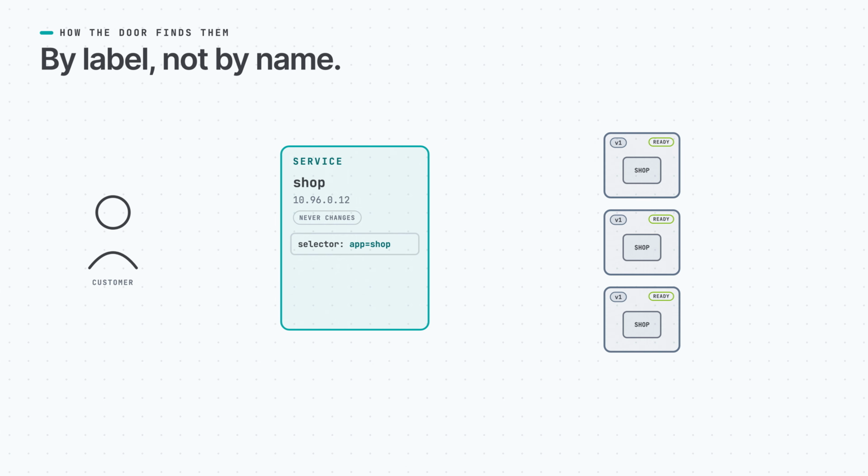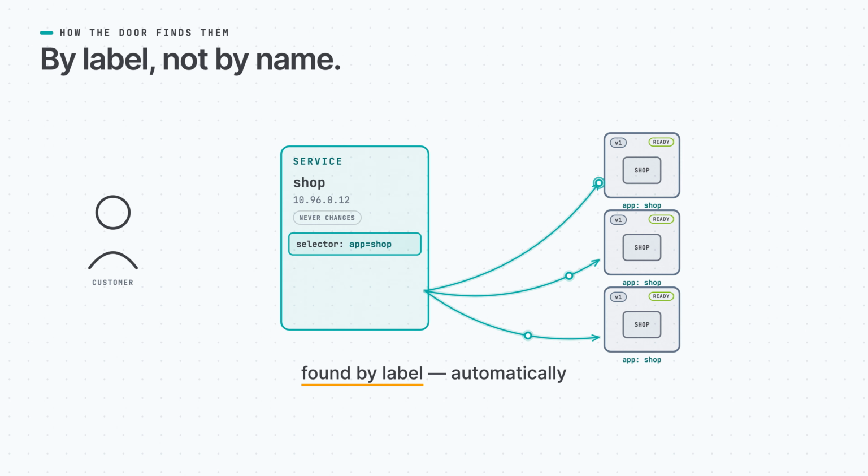How does the door find them? Not by name. Names are disposable. By label. Every shop pod wears a tag that says app shop. The service selects that tag. A replacement pod is born wearing it, so it is found automatically.